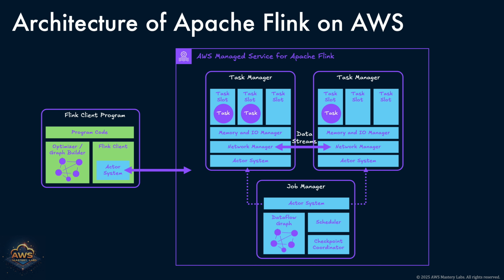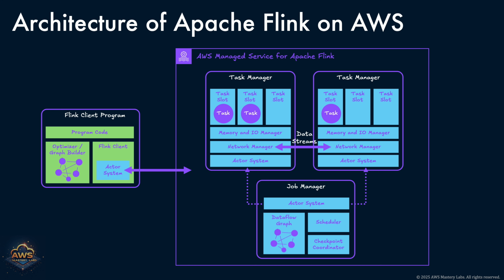The client submits the job to the job manager, which serves as the central coordinator of the Flink cluster. The job manager houses several key components: its own actor system, the compiled data flow graph, a scheduler for assigning tasks, and a checkpoint coordinator responsible for managing fault-tolerant state snapshots. The job manager is in charge of orchestrating the job, scheduling tasks, triggering checkpoints, and monitoring overall execution.